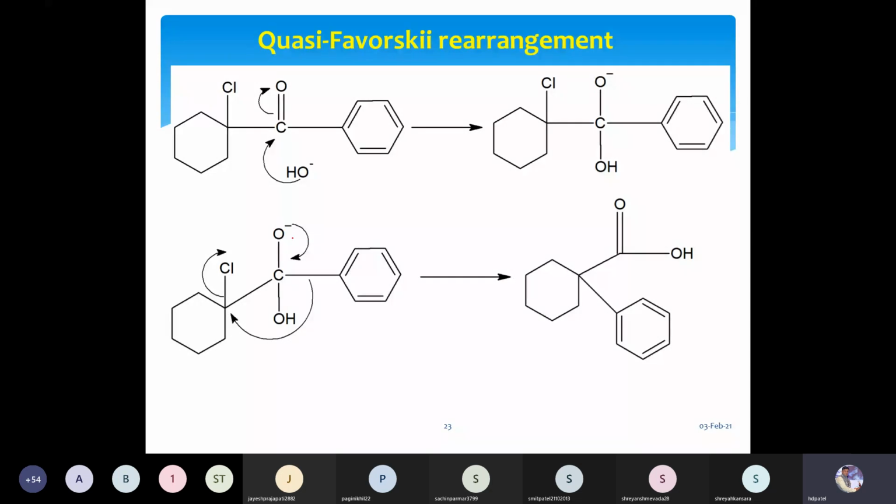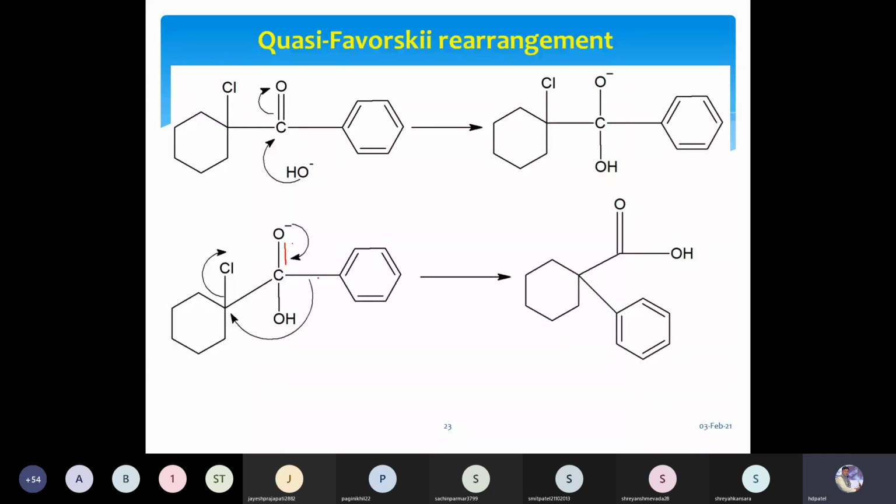When it is converted into C double bond O, at the same time the valency of this carbon becomes 5. So immediately the group will migrate from this position, from here to here, and at the same time a group will be eliminated. Leaving of the group and migration both take place simultaneously in this reaction. That's why we will get C double bond O, OH and phenyl group over here.